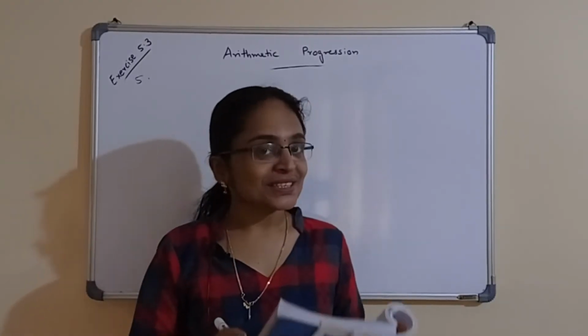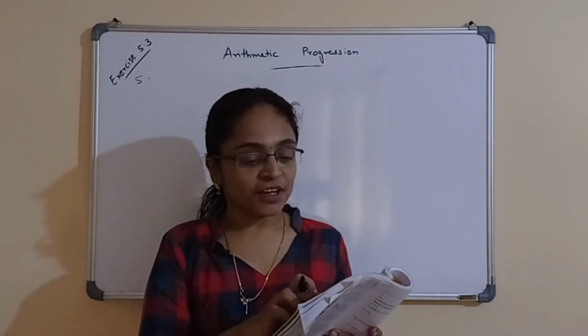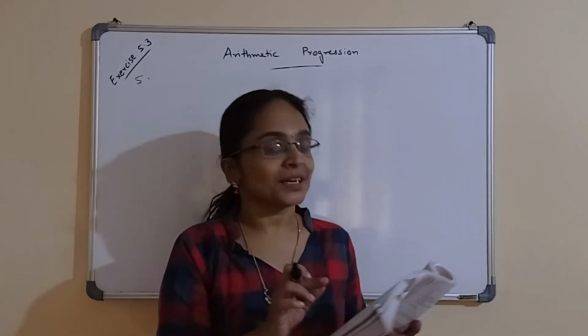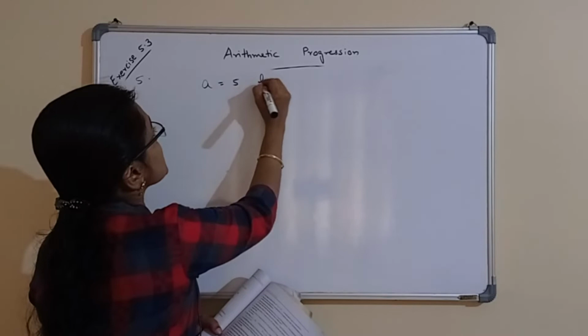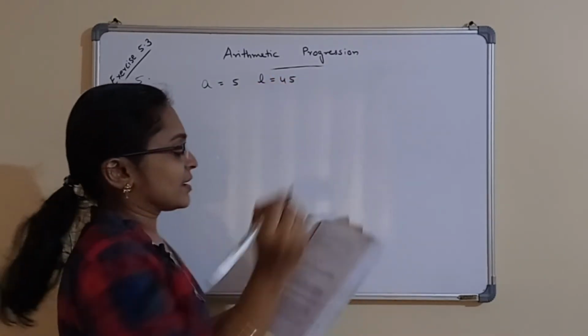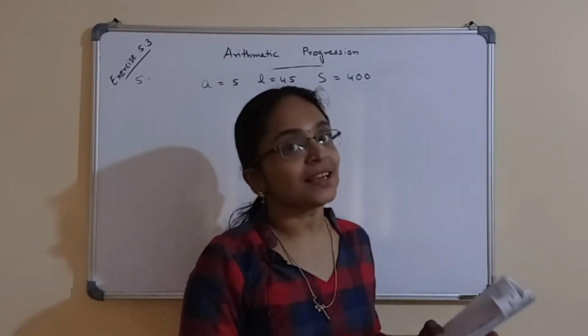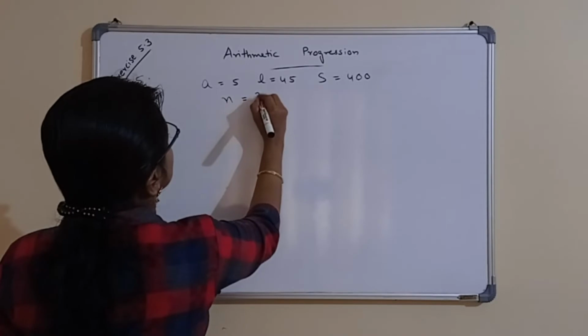Now, fifth question. First term of an AP is 5, last term is 45 and sum is 400. Find the number of terms and common difference. First term is 5, last term is 45 and sum is 400. We have to find the number of terms and common difference, that is n and d.